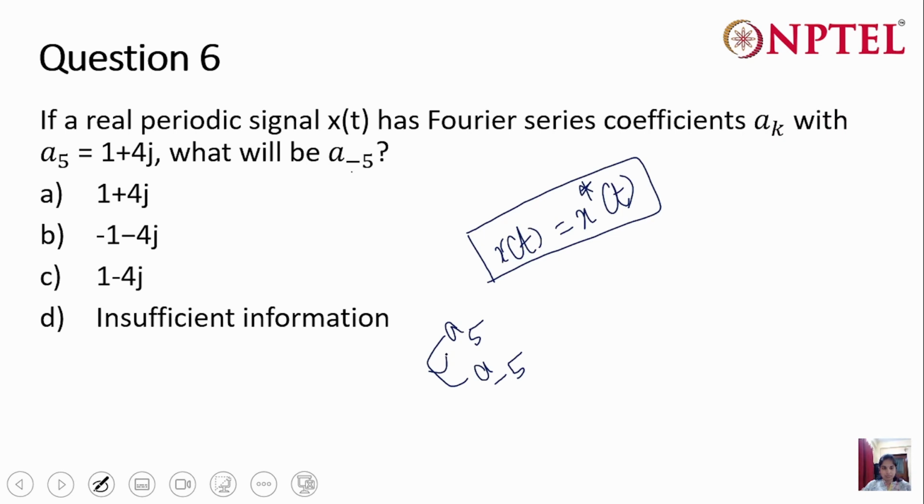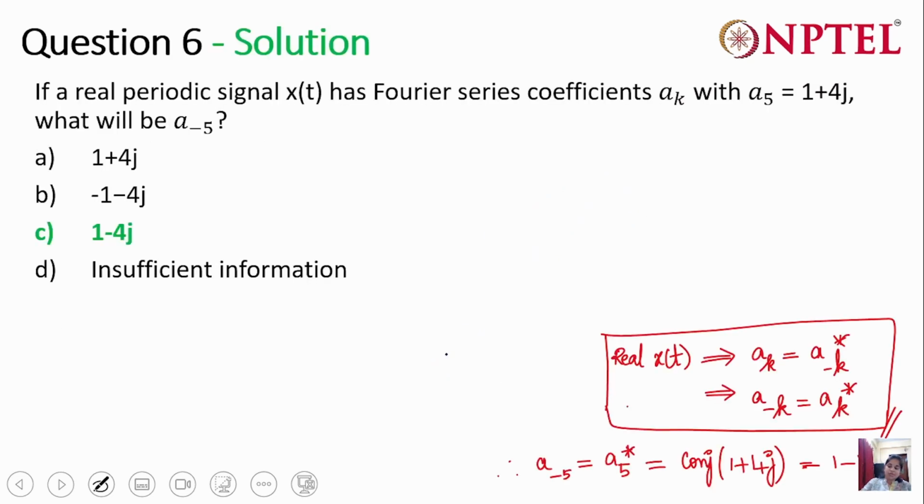Is that 1 minus 4j, option C? Yes, you're right. So we got that the information is A minus k is AK conjugate. We know what A5 is, so we can find what A minus 5 is. It's just A5 conjugate. So it's 1 minus 4j.